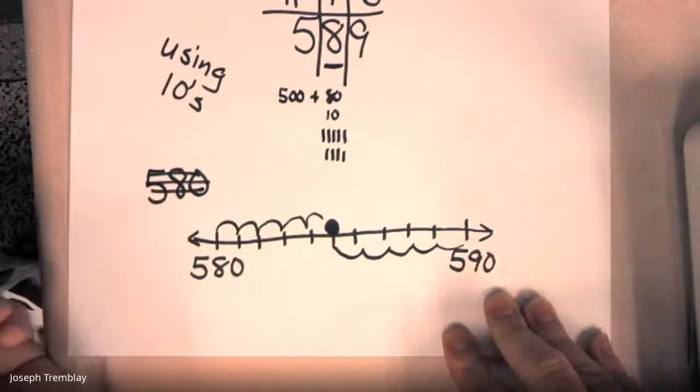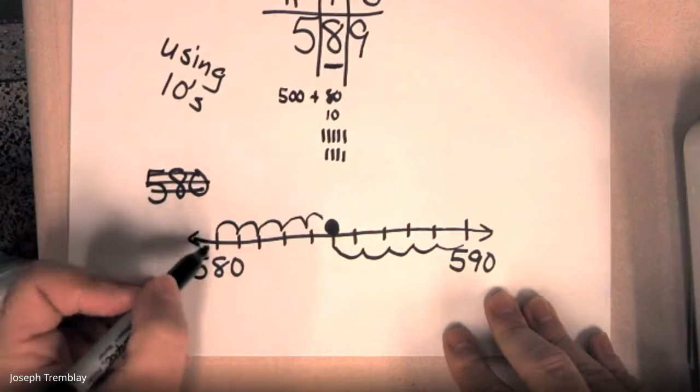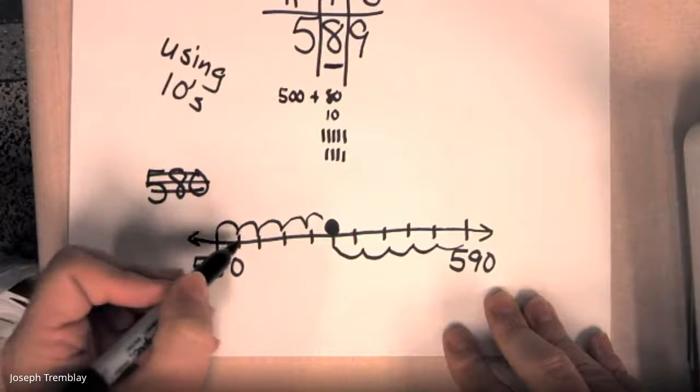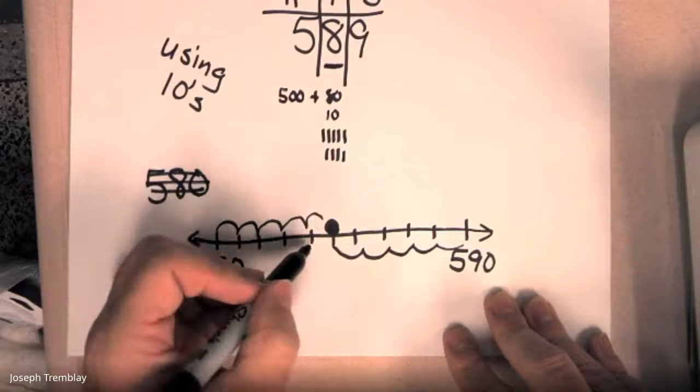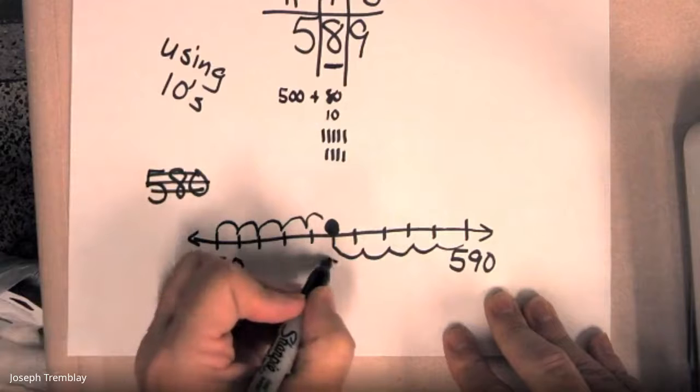So what is this number? Well, let's figure it out. 580, 581, 582, 583, 584, 585.